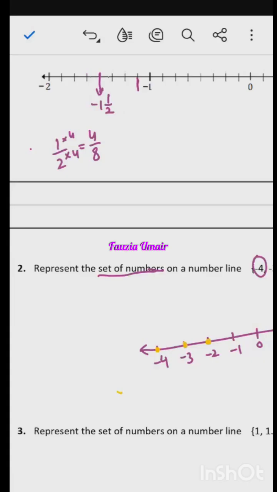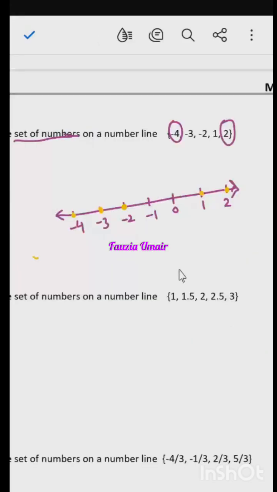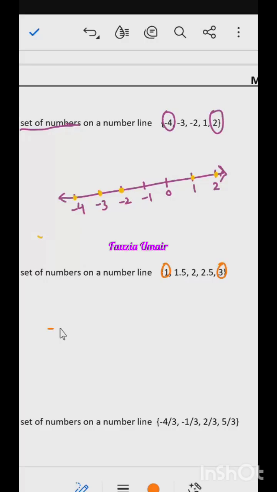So the next question is: draw sets of numbers on the number line. So this time these are the numbers. The first step is that you need to locate the biggest one and the smallest one. So in this set, the biggest number is 3 and the smallest number is 1. Okay? So while plotting the number line, we will only represent these numbers. For example, if I am representing 0, then 1, 2 and 3. So this is the number line which is required in this question.